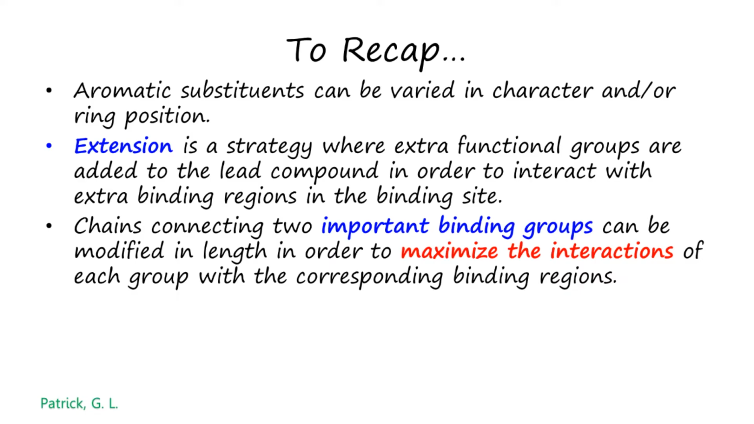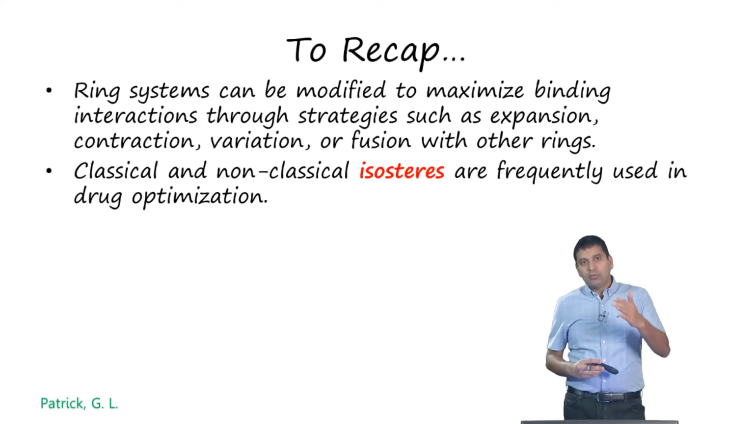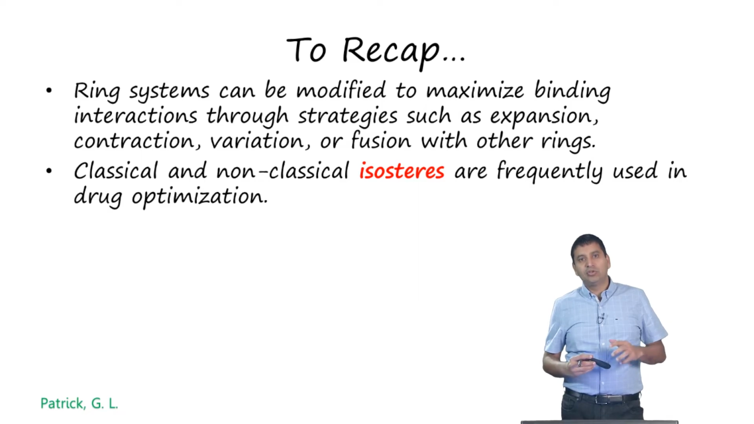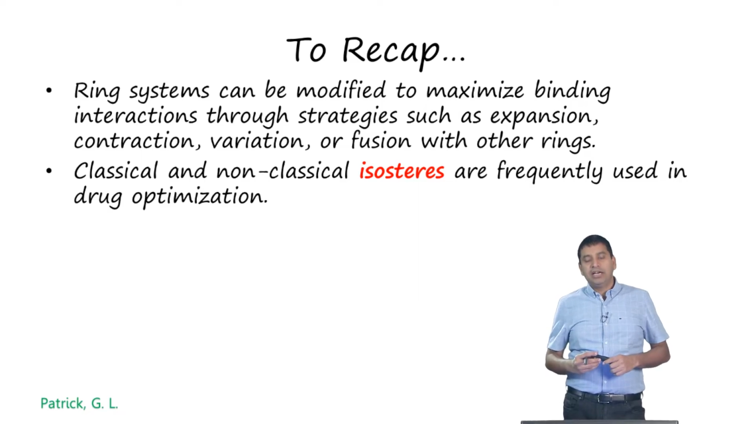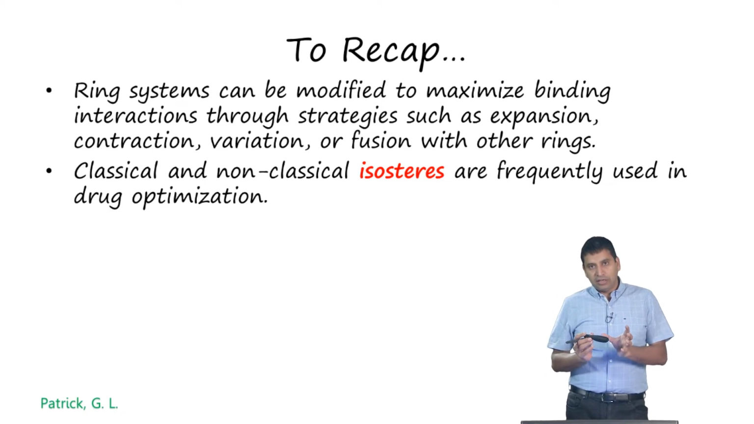Now, chains containing two important binding groups can be modified in length. So if you have group A and group B, which are binding with two different regions, then you can change the length between these two binding regions to maximize the interaction. We can also modify ring systems to increase the binding, and these can be achieved by doing ring expansion.